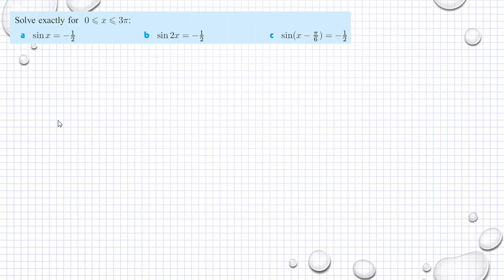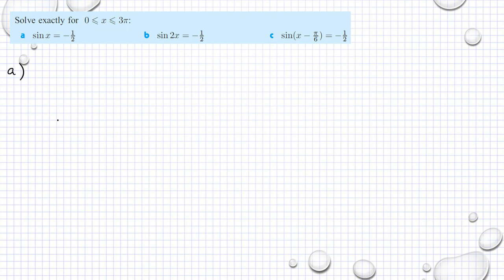Some more examples. We have 3 examples here. They are almost similar with each other. The only difference is that we have x there, 2x, and then we have x minus pi divided by 6. And then we have our x from 0 to 3 pi. We can take first the a.